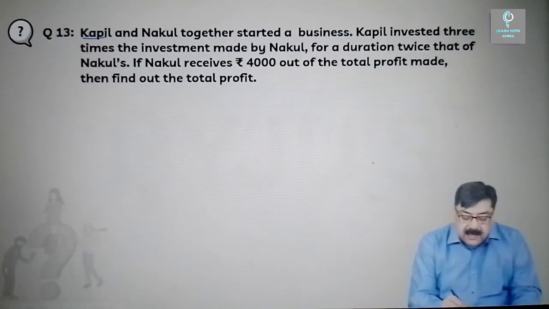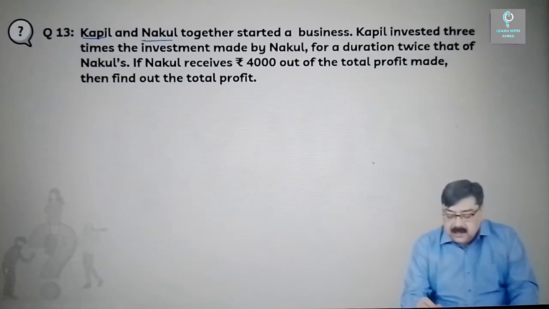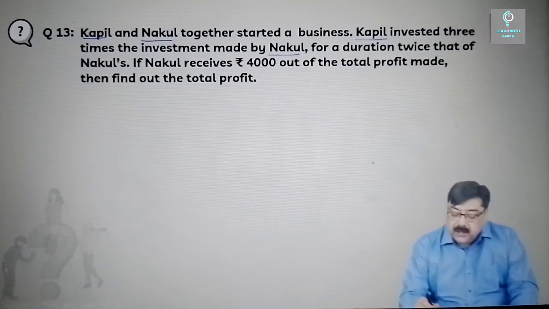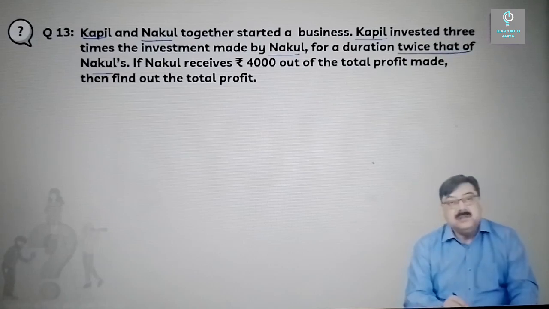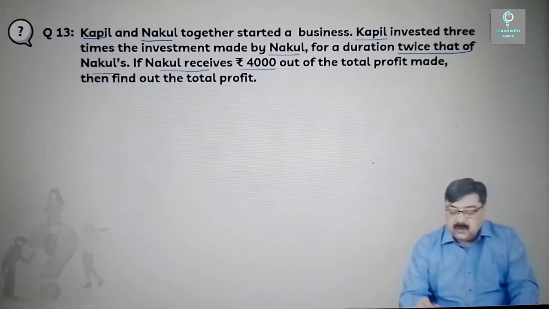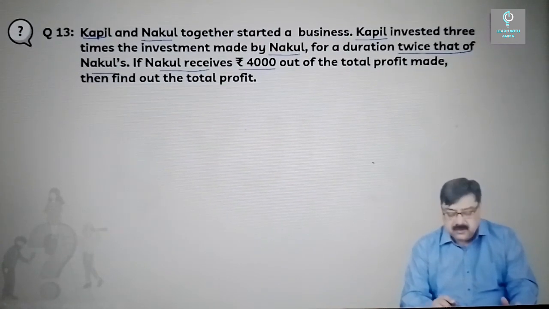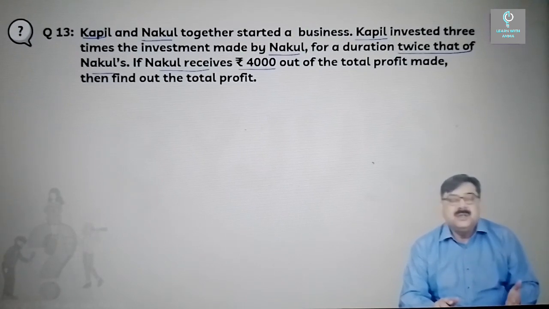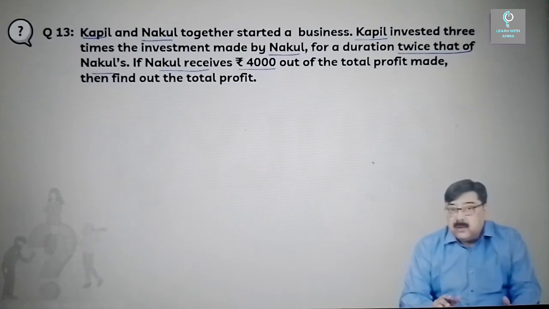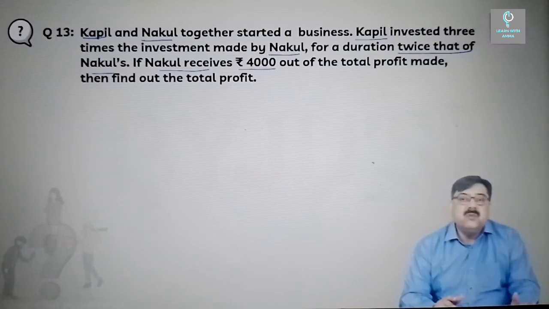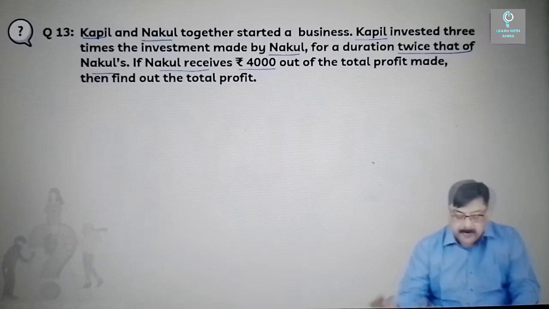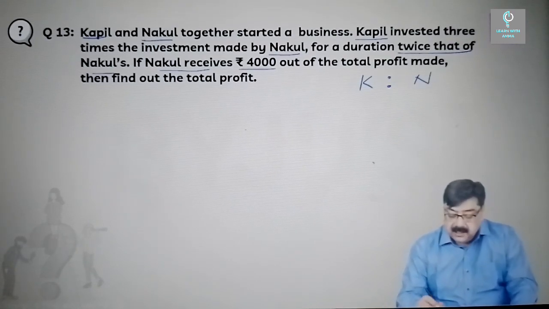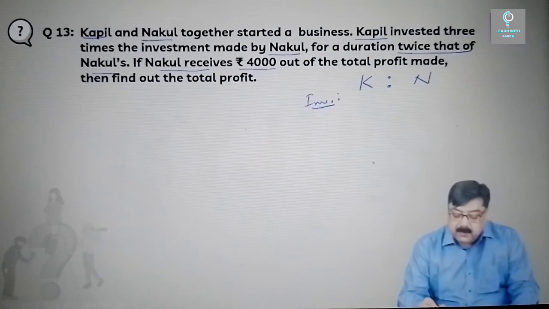Next question. Kapil and Nakul together started a business. Now Kapil invested 3 times the investment made by Nakul for a duration twice that of Nakul's. If Nakul receives 4,000 out of the total profit made, then find out the total profit. Now you just need to read the statements carefully. They might be presented to you in a twisted format, but read it carefully word by word and then transform that instruction into mathematical form. Now, I take Kapil and Nakul here, K is to N, the investment which is made.